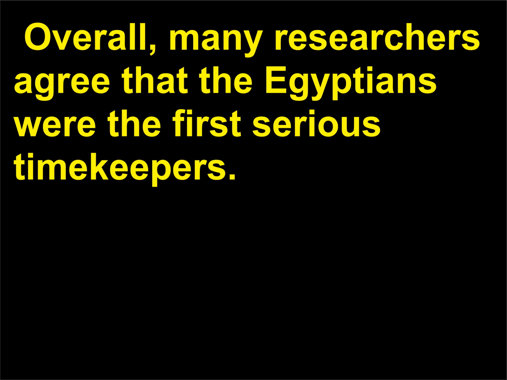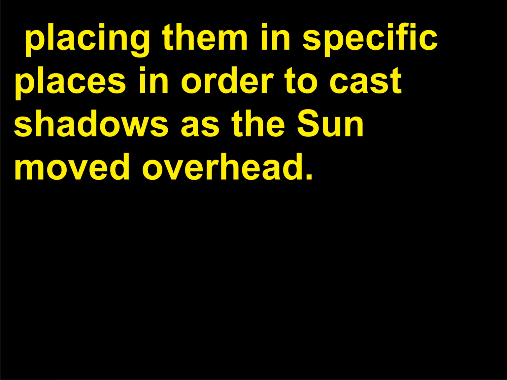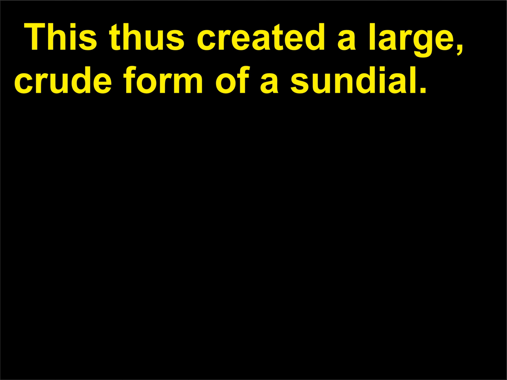Overall, many researchers agree that the Egyptians were the first serious timekeepers. Around 3500 BCE, they erected obelisks, tall, four-sided monuments, placing them in specific places in order to cast shadows as the sun moved overhead. This thus created a large, crude form of a sundial.